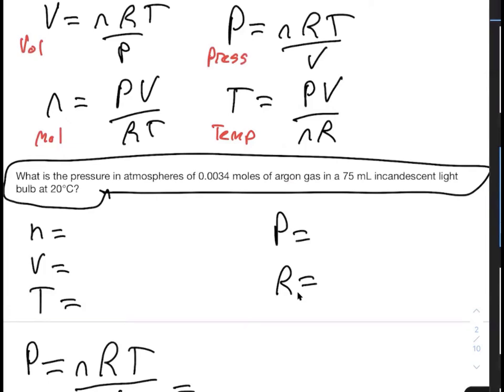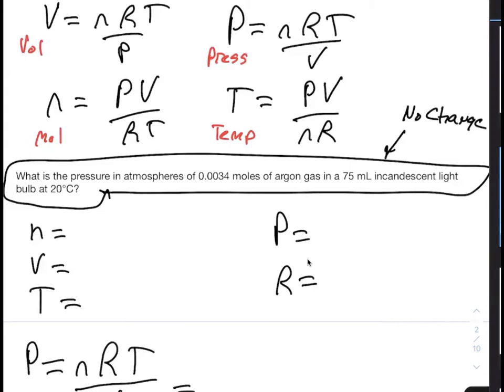Okay, so here's a perfect example of an ideal gas law problem. What is the pressure in atmospheres of 0.0034 moles of argon gas in a 75 milliliter incandescent light bulb at 20 degrees Celsius? What I notice first is there's no change in anything, no change in temperature or pressure. So I'm probably using PV equals nRT.